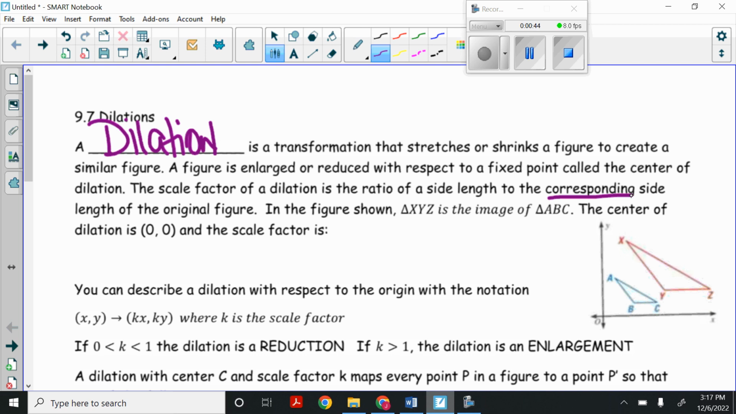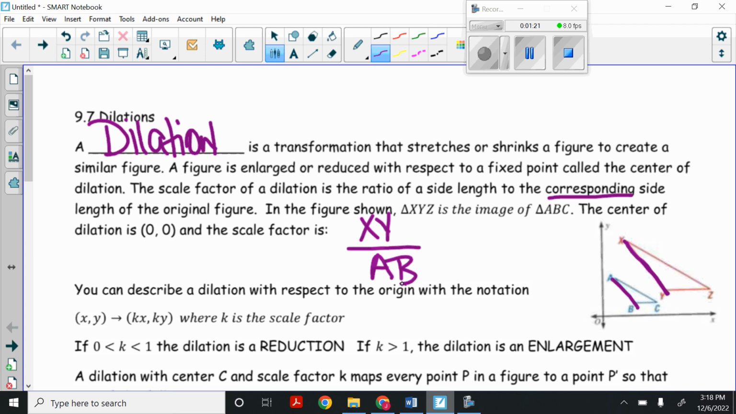In the figure shown, triangle XYZ is the image of triangle ABC. The center of dilation is (0, 0), and the scale factor would be, so my image goes first, if I took side XY, that's where I'm going to start. I need that exact same side, so the corresponding side in the pre-image triangle, and XY corresponds with AB. So I would find the scale factor by putting XY over AB. So I always put the image over the pre-image.